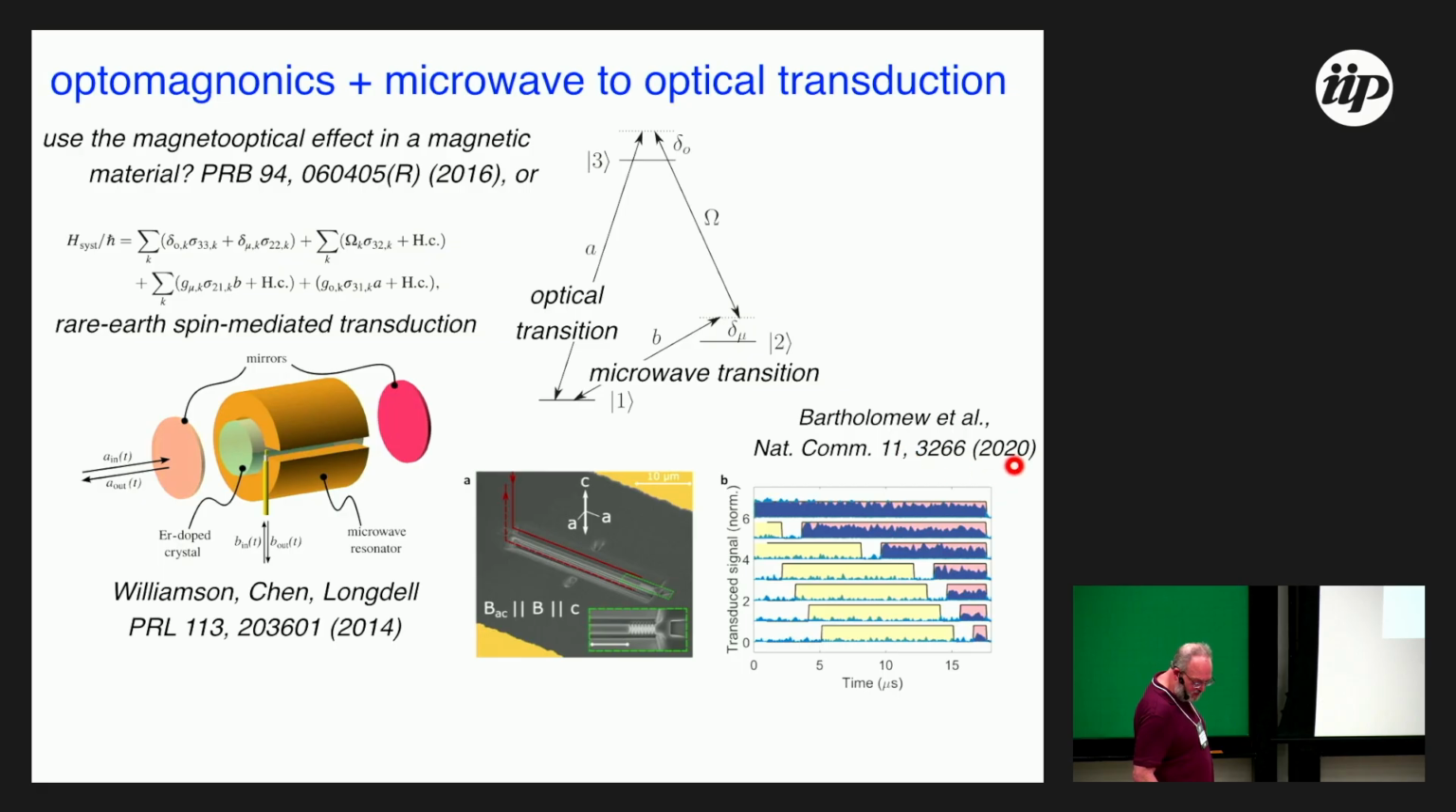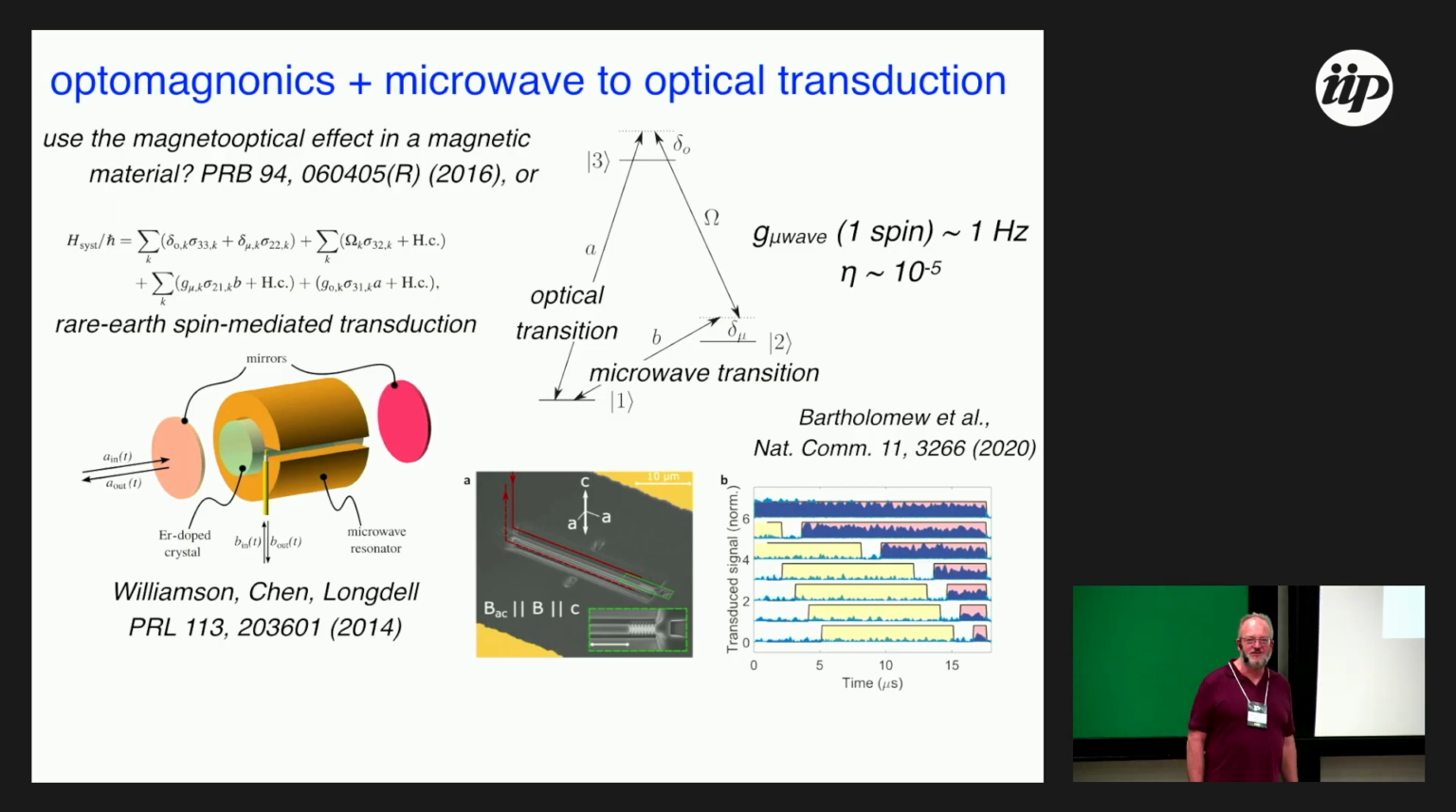And so this is an example. This is from Andre Ferron's group about 5 years ago, showing that they're able to get a transduced signal that they have very helpfully normalized over here. Any ideas why they've normalized the signal? Because the efficiency is absolutely terrible. It's 10 to the minus 5. And the basic reason for this is that the coupling of the spin of that erbium to the microwave is absolutely terrible. So that's a huge challenge.